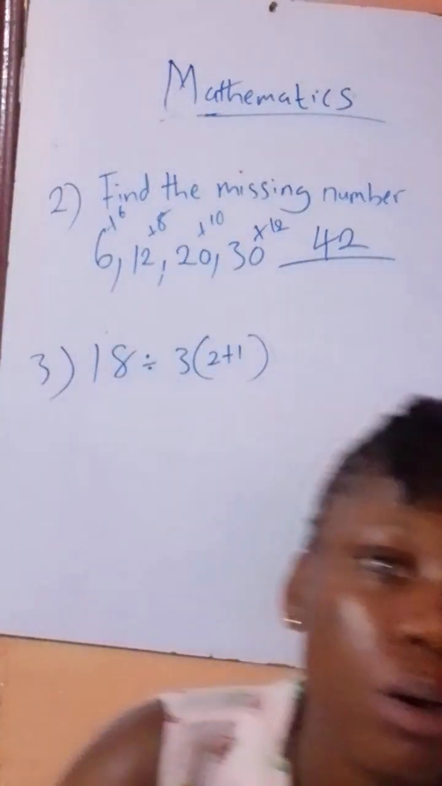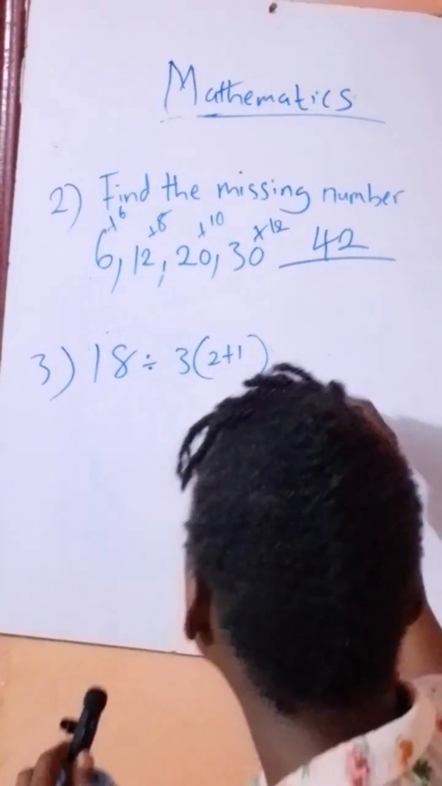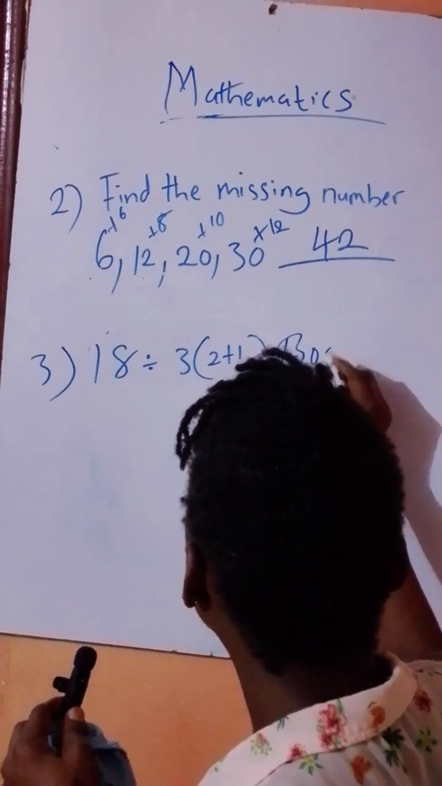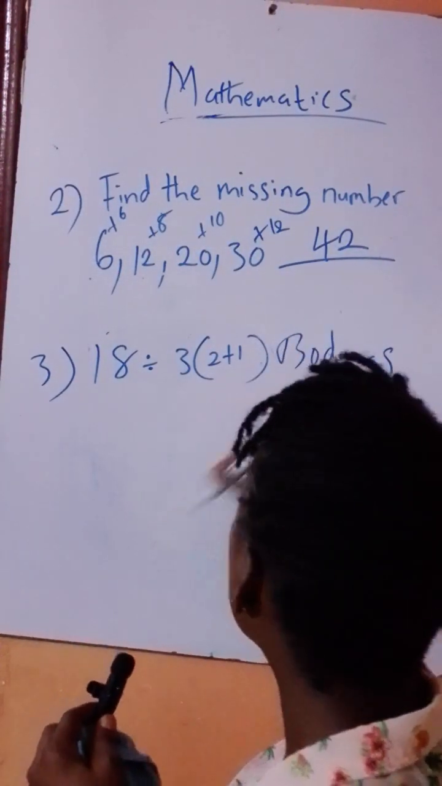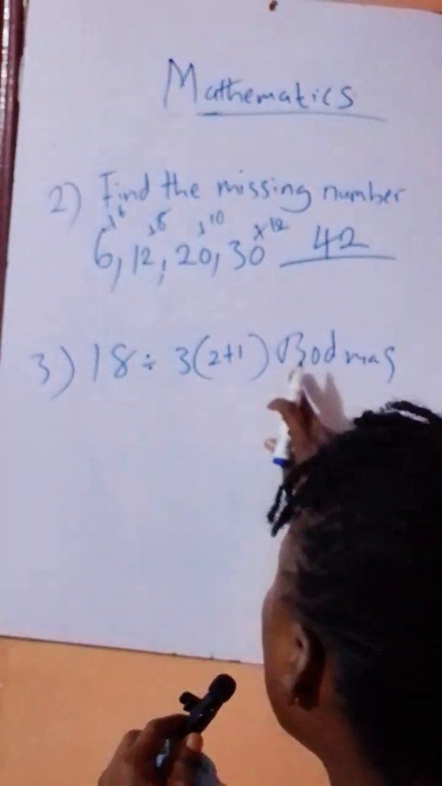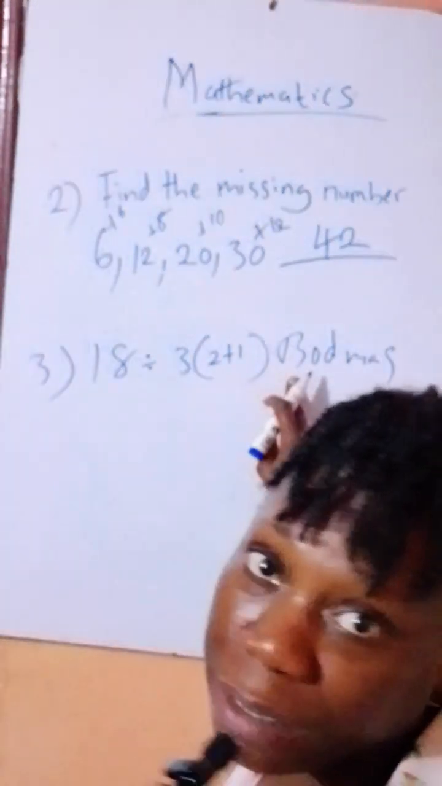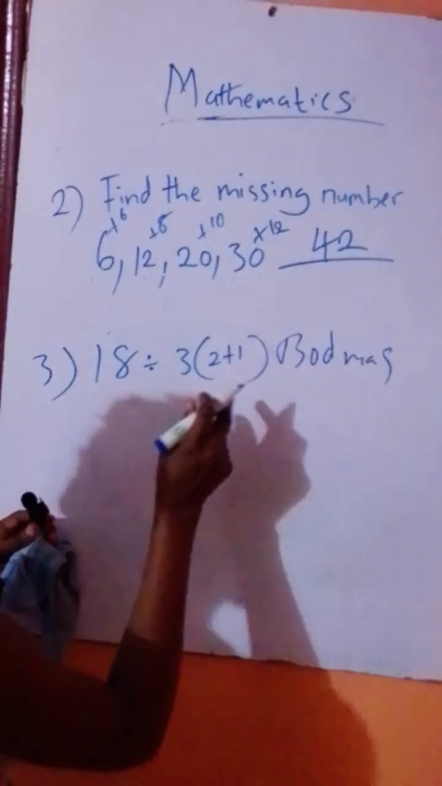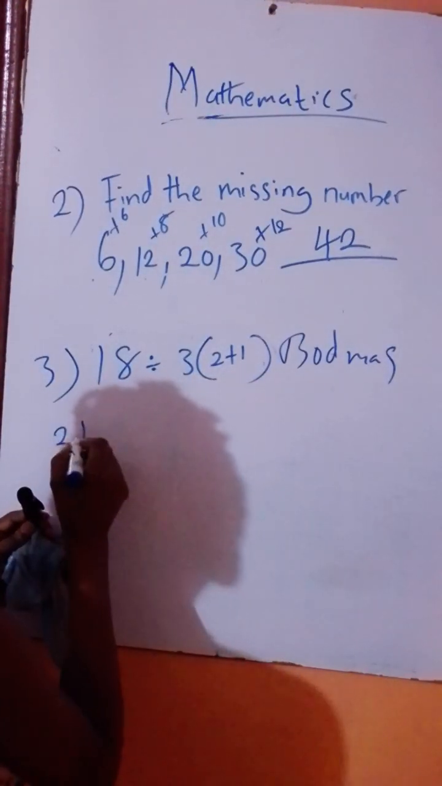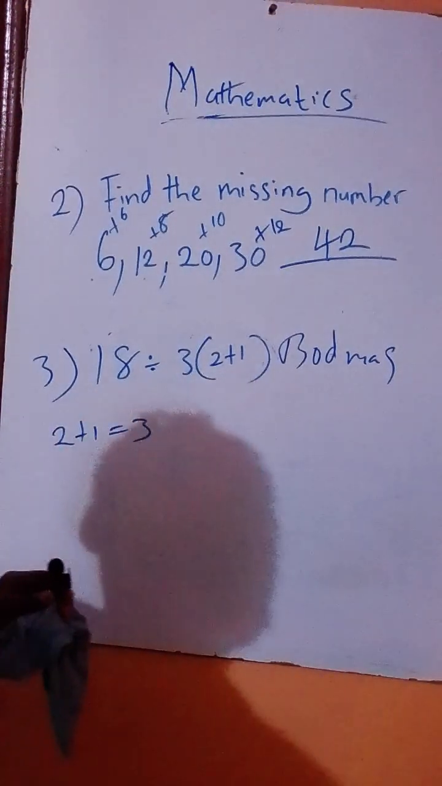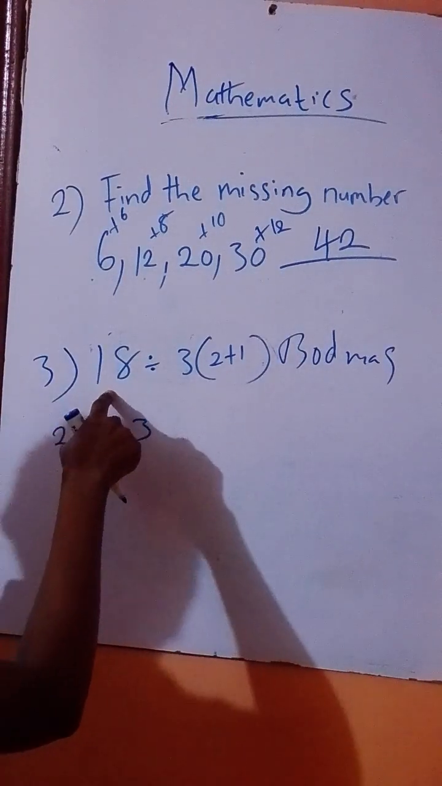So we follow the law of BODMAS. What comes first is the bracket. Solve the bracket first. Open this bracket. 2 plus 1 is equal to 3. Then bring down your 18.